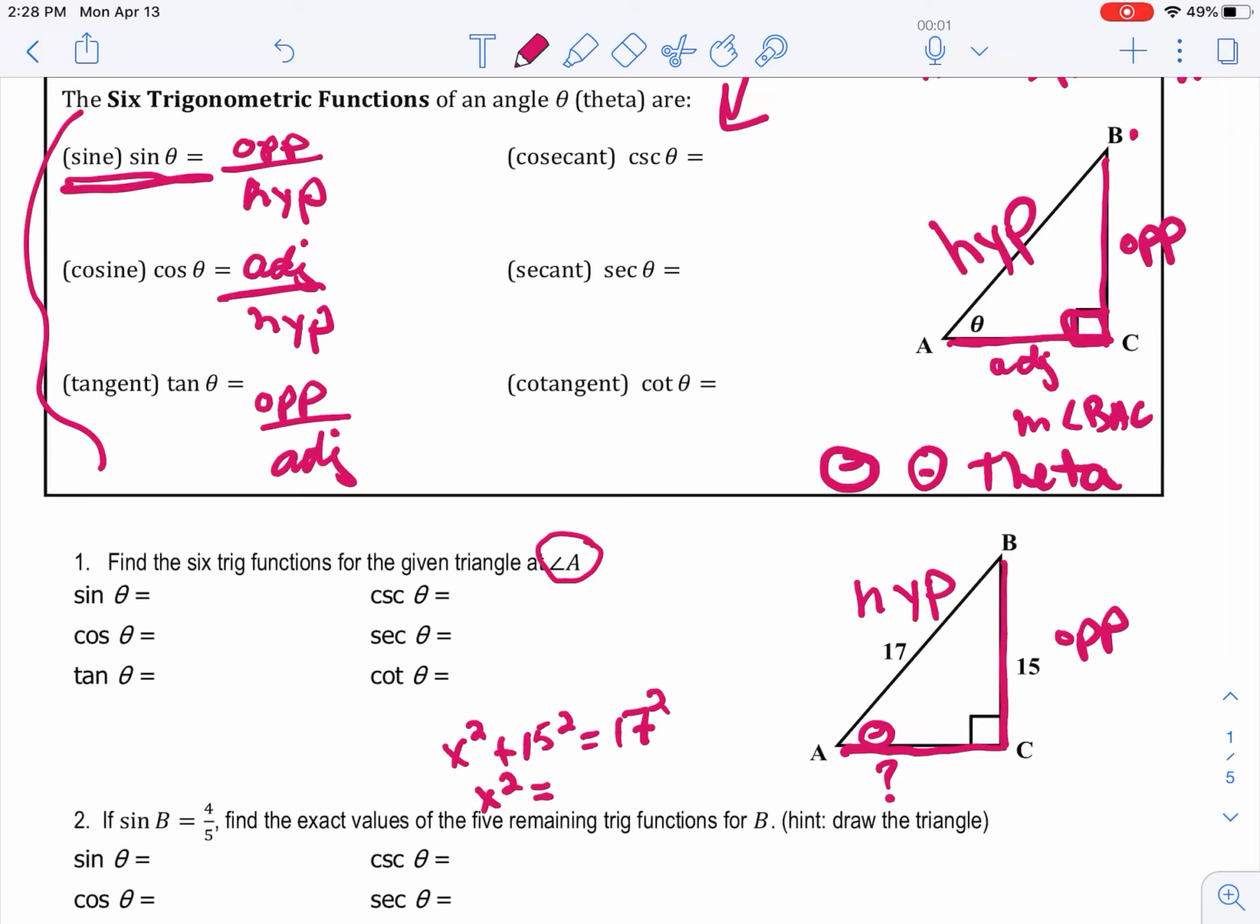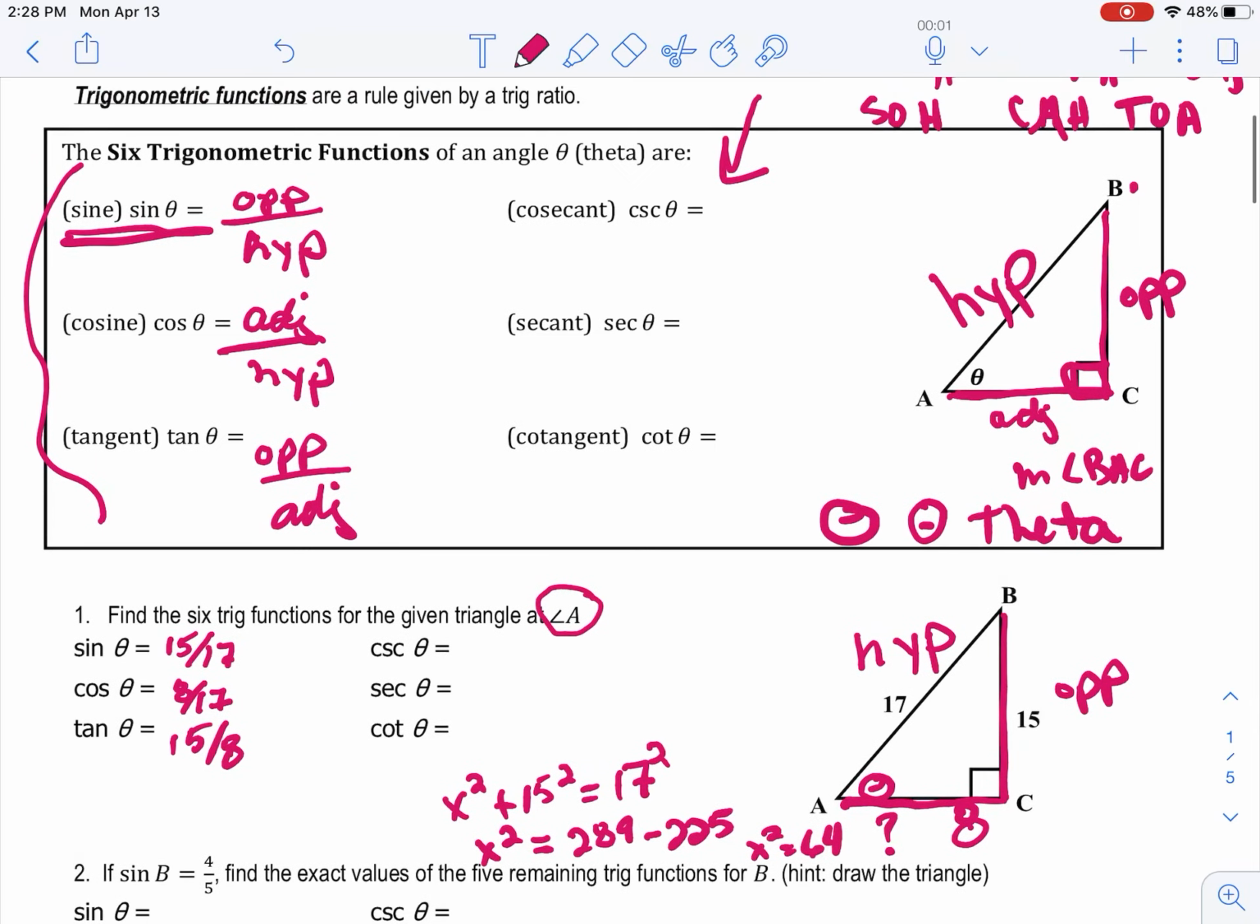So I get x squared equals 17 squared, which is 289. I would have to take 15 squared, that's 225, and then move it to the other side, so minus 225. So I get x squared equals 64. So this side equals 8. Okay, so I can do my sine of 15 over 17. My cosine is 8 over 17. And my tangent is 15 over 8.